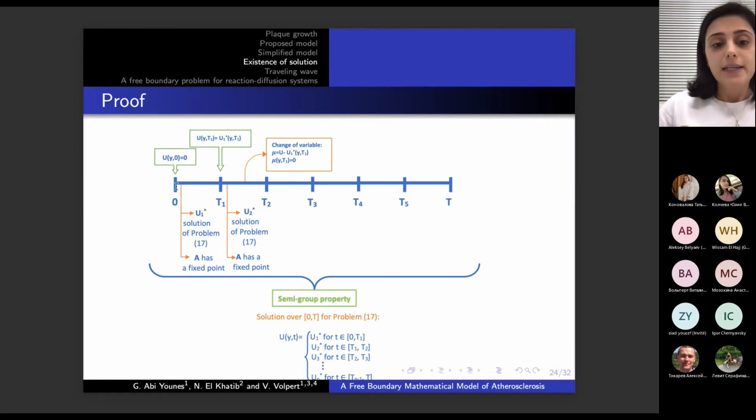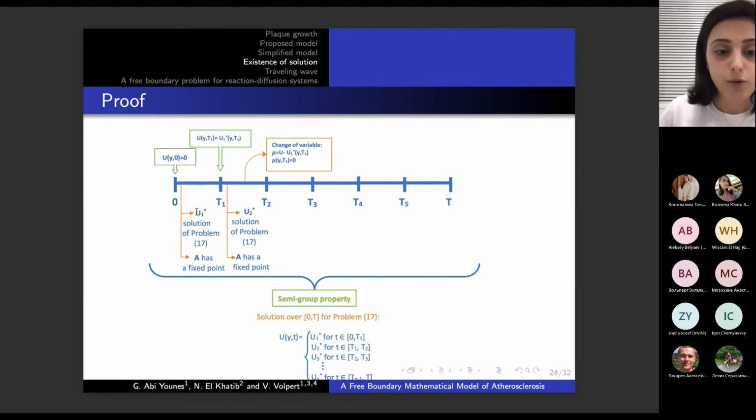I will start with the first sub-interval 0 t1, and I will tell you how we proceed for the other sub-intervals. In this sub-interval 0 t1, we already know that the initial condition for u at 0 is equal to 0. It is taken from the beginning. In this sub-interval, we can apply the theorem because the initial condition is 0. So we can prove that there exists a solution u1 star for system 17 over the interval 0 t1. And for a particular choice of t1, we can deduce that the operator A defined over the interval 0 t1 has a fixed point. In the next slide, I will show how we can find this.